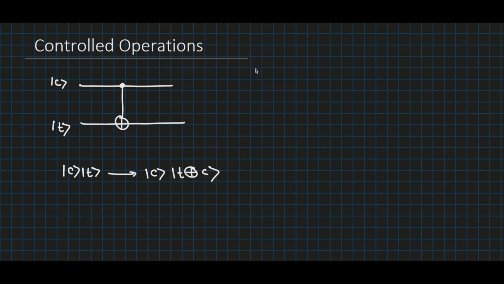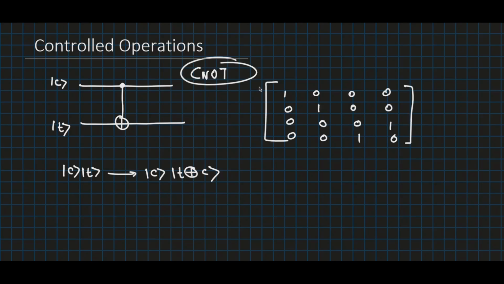In our previous video, you saw the CNOT gate given by this circuit, where the first qubit is the control qubit and the second qubit is the target qubit. And whenever the control qubit is 1, the NOT gate is applied to the target qubit. This operation is given by this expression and it is represented by this matrix. So this is an example of our controlled operation, and CNOT is a specific case for the NOT gate.